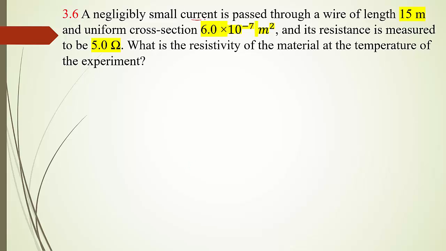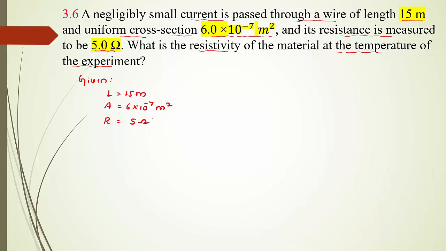A negligibly small current is passed through a wire of length 15 meter and uniform cross-sectional area 6.0 into 10 raised to minus 7 meter square, and its resistance is measured to be 5 ohm. What is the resistivity of material at the temperature of the experiment? So first we can write down the givens here. Length is given 15 meter. Area is given 6 into 10 raised to minus 7 meter square. Resistance value is given 5 ohm. The question is, what is resistivity of material?